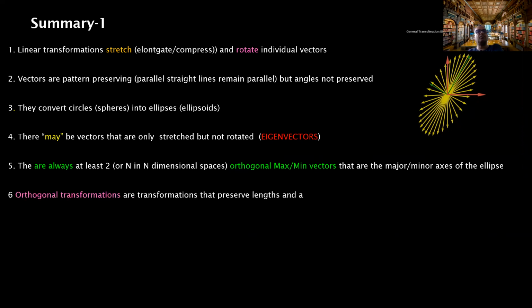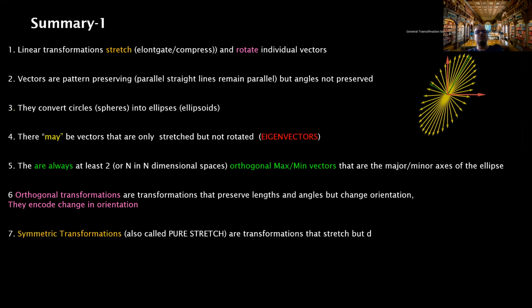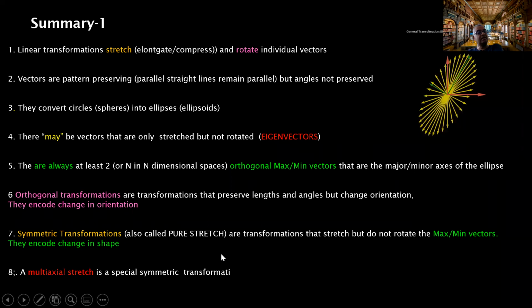Orthogonal transformations are transformations that preserve length and angles but may change orientation. They encode change in orientation. Symmetric transformations, also called pure stretch, are transformations that stretch but do not rotate the min-max vectors. They encode change in shape. So orthogonal transformations encode change in orientation. Symmetric transformations encode change in shape. A multi-axial stretch is a special symmetric transformation where the 2 chosen orthogonal bases are stretched but not rotated.